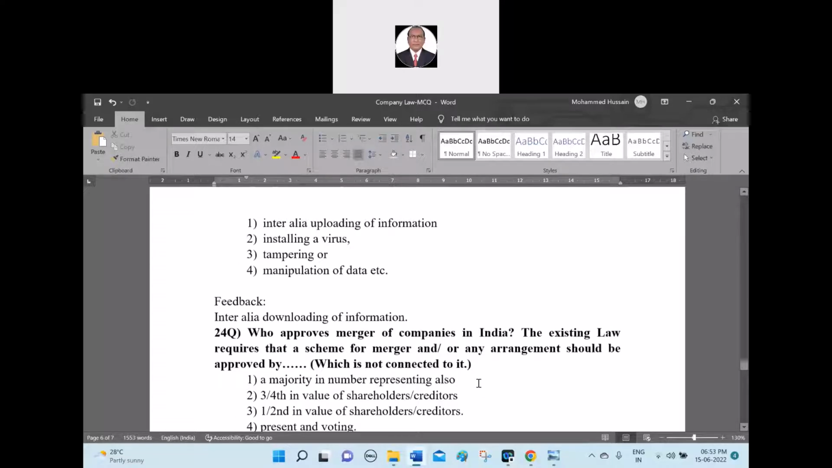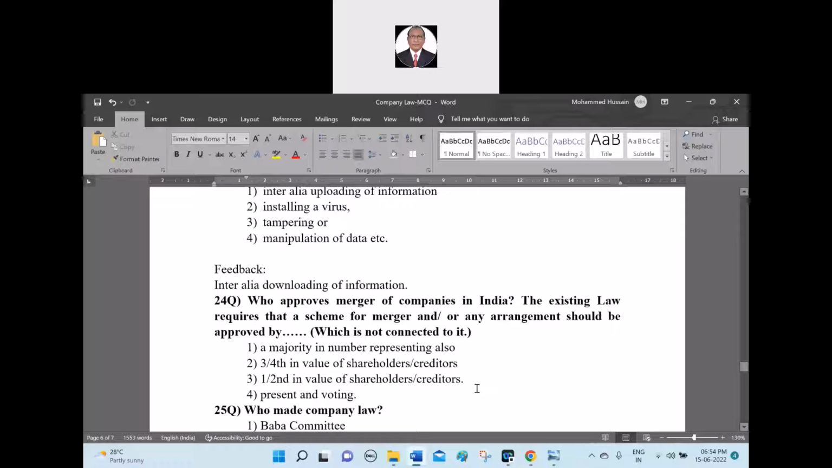Yes, 24th question. Who approves the merger of companies in India? The existing law requires that the scheme for the merger and any arrangement should be approved by dash. One is not connected to it, but three are connected. Number one, a majority in number representing also. Number two, three-fourths in value of the shareholders or creditors. Number three, half in value of the shareholders, creditors. Four, present and voting shareholders.